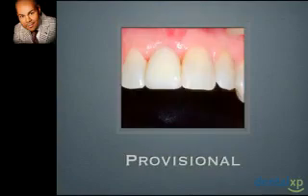And here's the same case, our provisional. And the reason why I've tilted this is just to show you, if you look at the midline papilla, that we've actually been able to achieve a slightly more coronal midline papilla than in the preoperative.